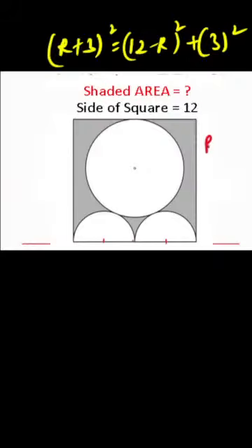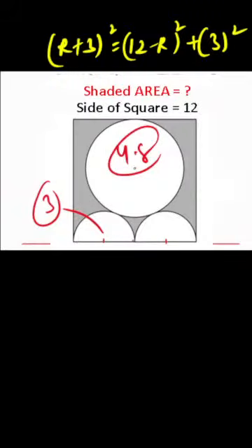So your R is going to be 4.8, which is the radius of the bigger circle, right? Radius of the bigger circle is 4.8. Radius of the smaller semicircles are 3.